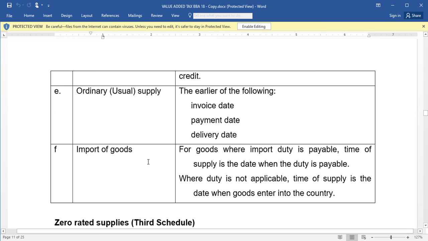Then in case of import of goods, for goods where import duty is payable, the time of supply is the date when the duty is payable. Or where the duty is not applicable, the time of supply is the date when goods enter Uganda. So in case of import of goods, the time of supply is when the import duty is payable or when the goods enter the country. So that is the time of supply for different goods and services, as we've seen.